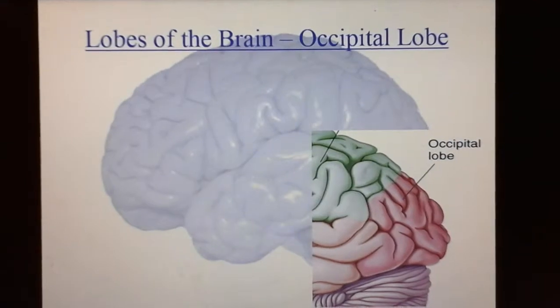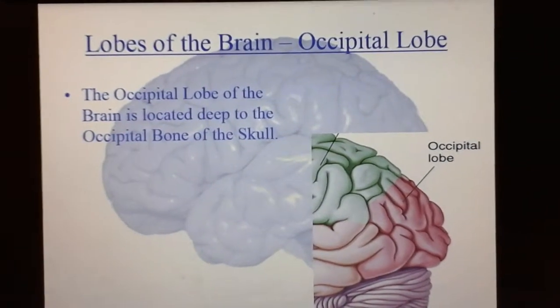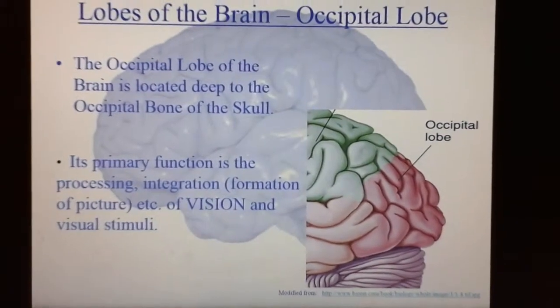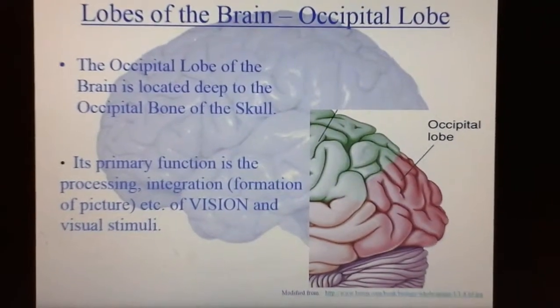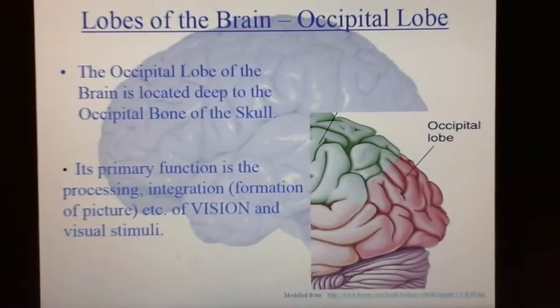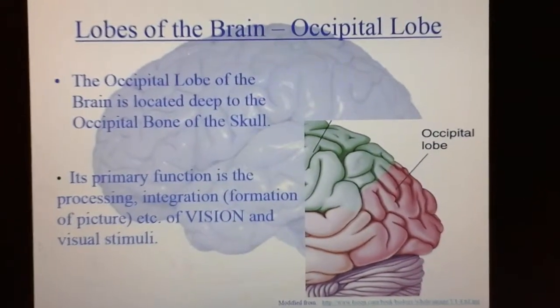Now, in the case of your occipital lobe, again, you guys know that it's found under the occipital bone, and this is what it does. Its main job is to let you see. So its primary function is the processing, integration of vision.